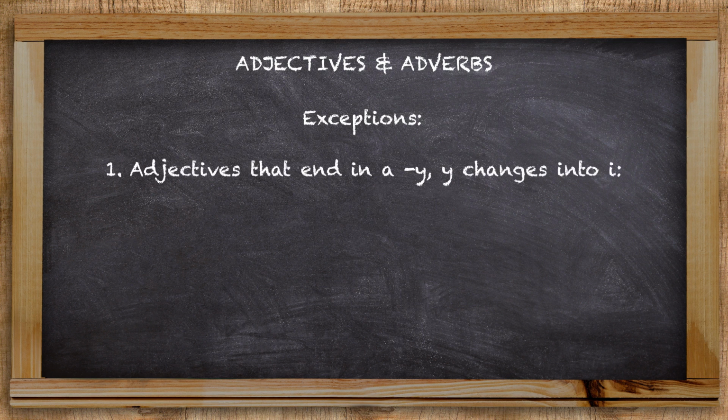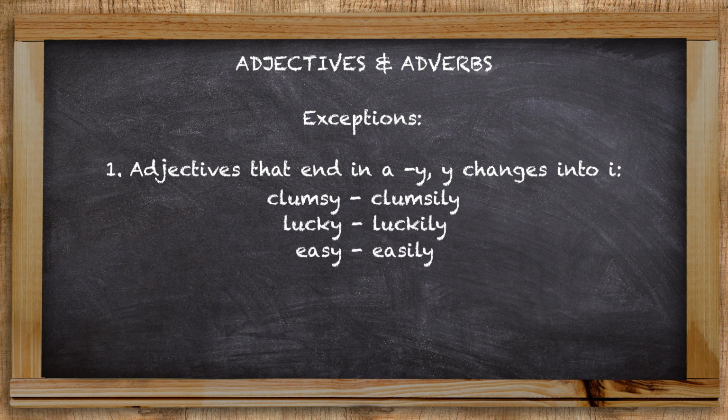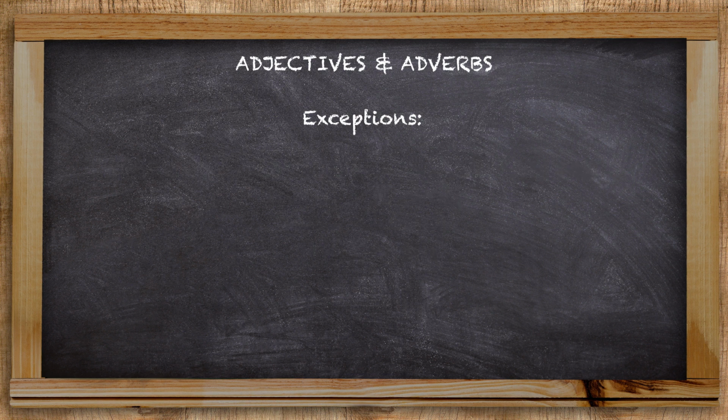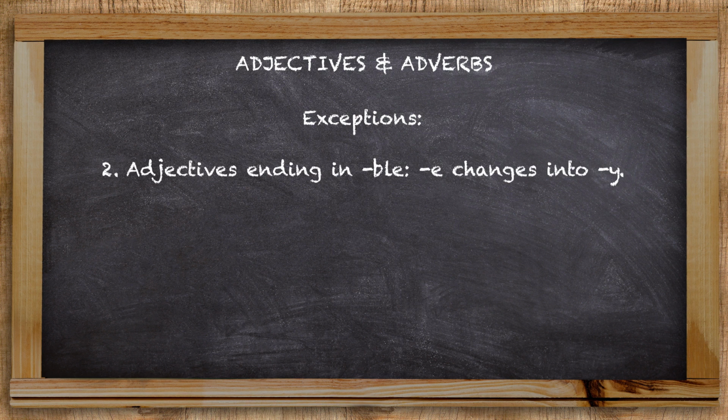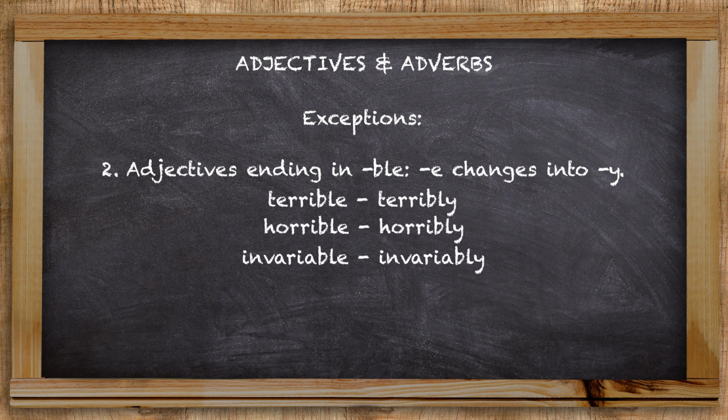1. There are adjectives that end in a y, and in that case the y changes into an i. Clumsy becomes clumsily, lucky becomes luckily, easy becomes easily. 2. There are adjectives that end in ble. In those words, the e changes into a y. Terrible becomes terribly, horrible becomes horribly, invariable becomes invariably.